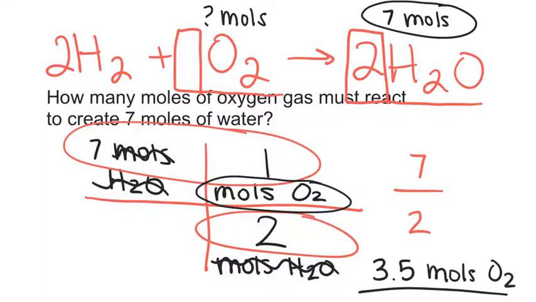Let's try another. But before we go on, let's just clarify what this means. This means that if I use this reaction and I want to create 7 moles of water, then the only way to do that is to ensure that I put 3.5 moles of O2 into the reaction. This is basically the ratio of reactants to products, kind of like ingredients in a recipe.